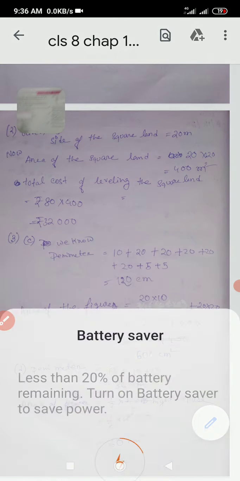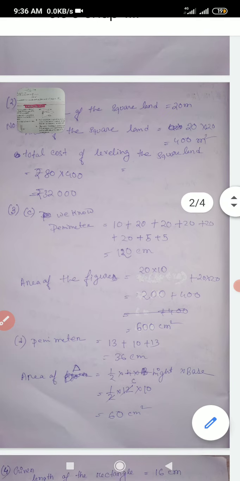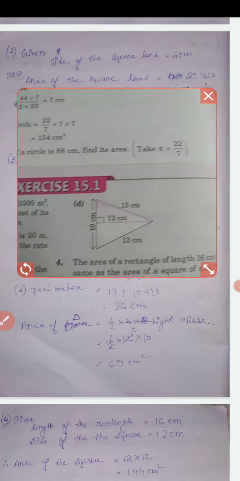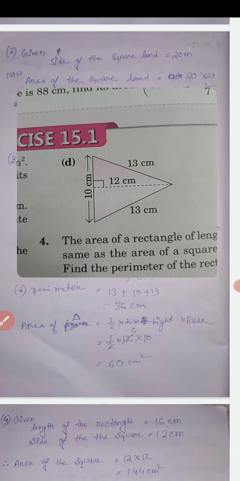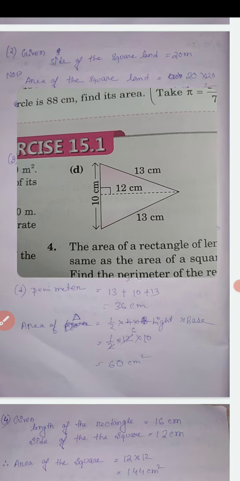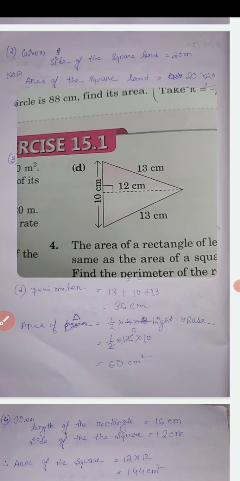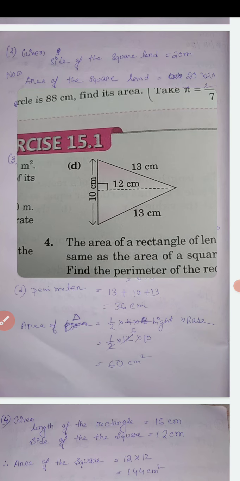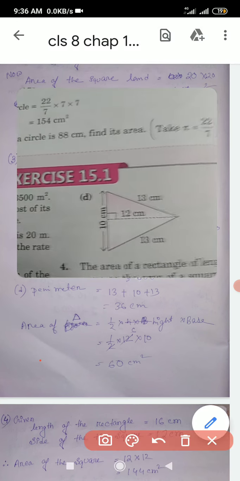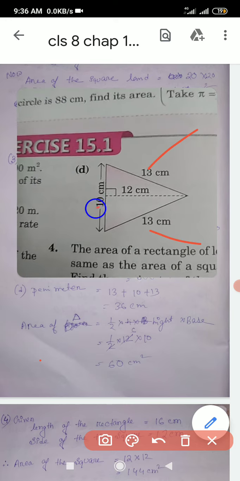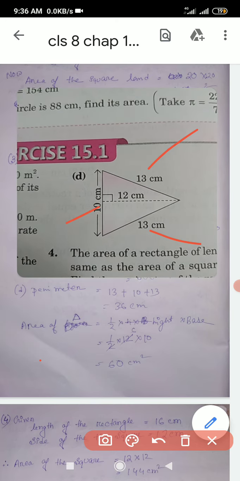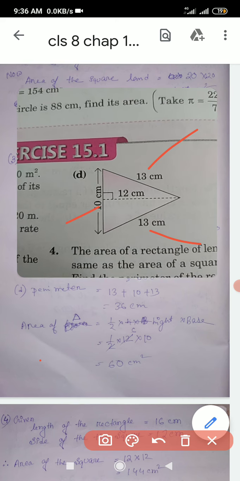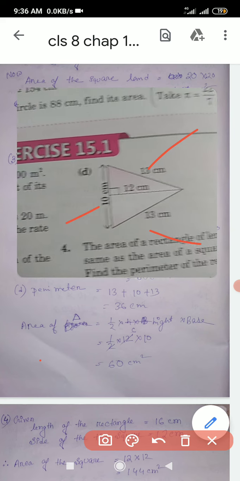Okay, now another figure, D. Here it is a triangle, and the base, the vertex and the perpendicular from the vertex are already given. So if we want to find the perimeter, we have to add 13 plus 13 plus 10. It will give us the perimeter, combining the measurement of all the sides. So 13 plus 13 gives us 26, 26 plus 10 will give us 36.